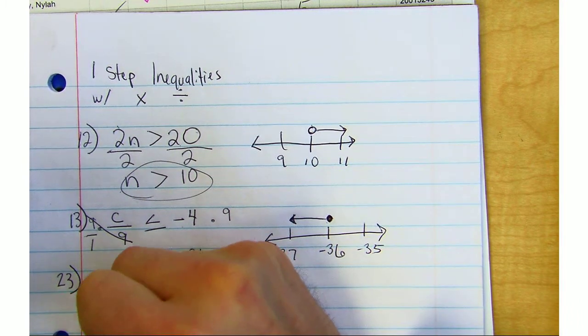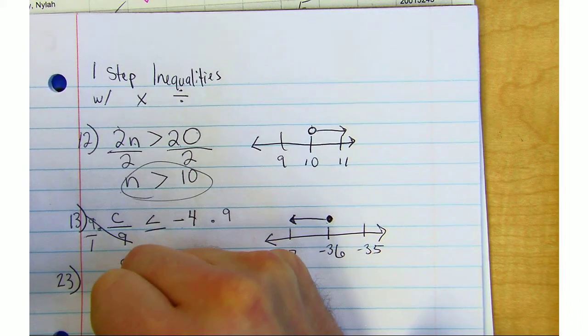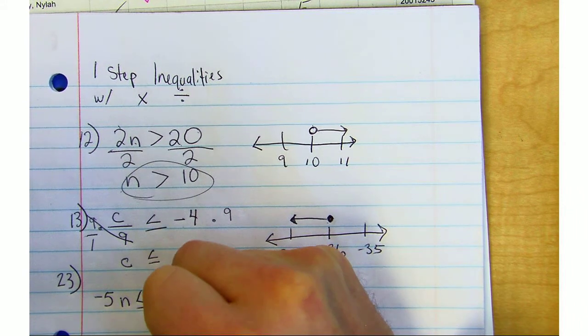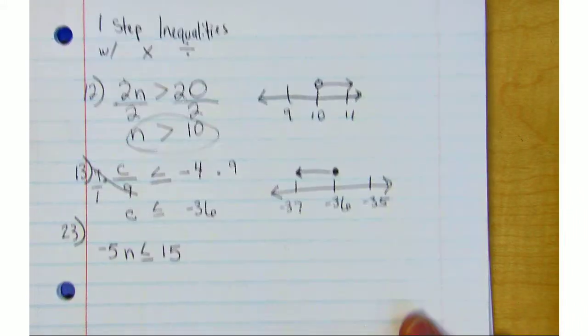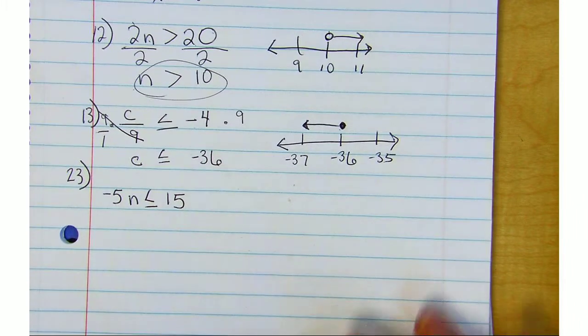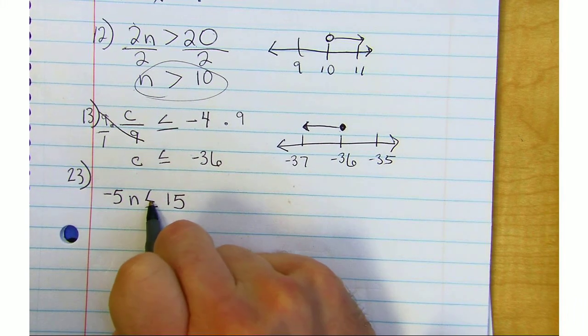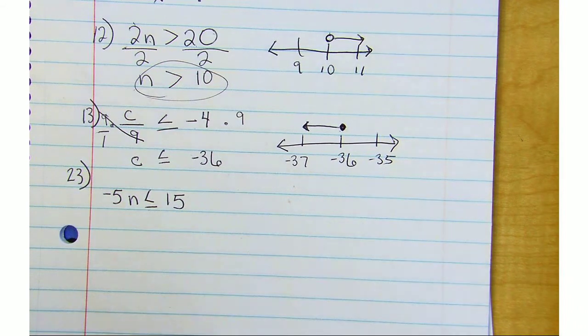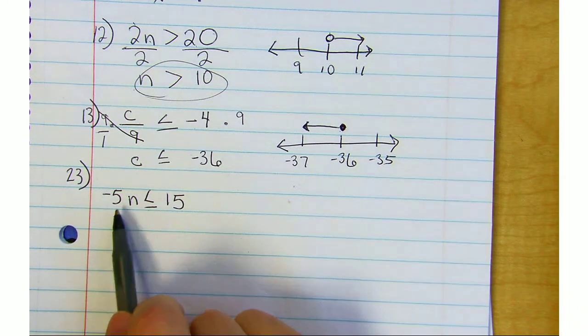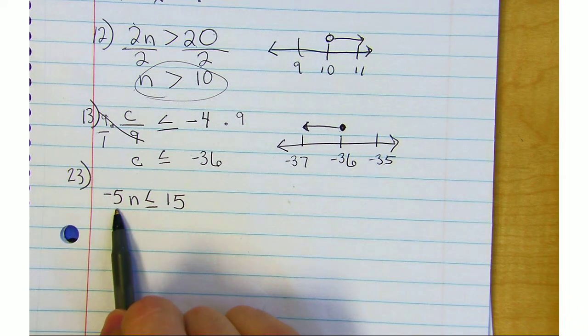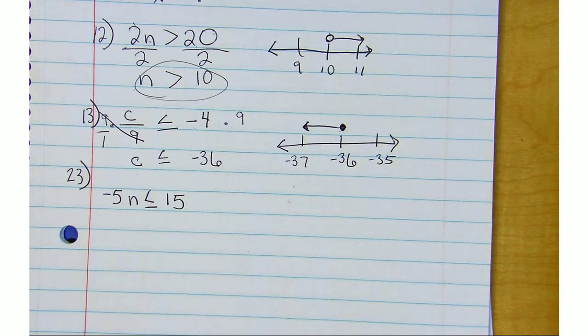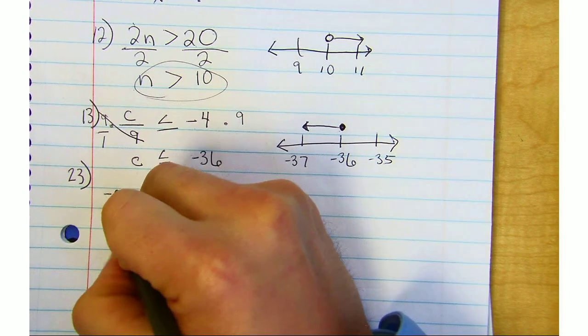Negative 5n is less than or equal to 15. And this is kind of what we talked about with the warm-up. So negative 5 times something gets me an answer that's less than or equal to 15. Well, in this case, I would be doing what operation in order to solve it if you didn't just know what the answer was? Elise? Yeah, good. We're going to divide by negative 5.